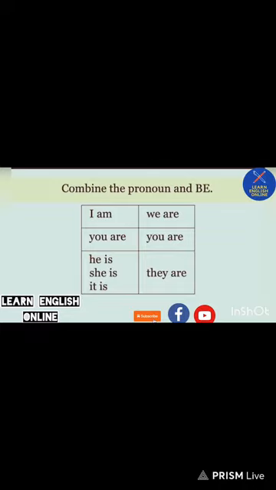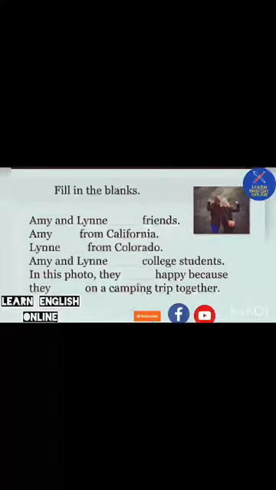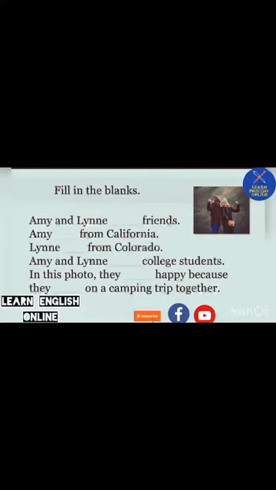Combine the pronoun and be to make a contraction. Let's do it. Look at I am. So in I am, we drop the A. Is follows the same pattern. So drop the I, move the S, it's. Maybe you want to pause the recording and try to fill in the blanks yourself. Okay, are you ready for the answers? From California, Lynn, college students. In this photo, they are happy because they are on a camping trip together.